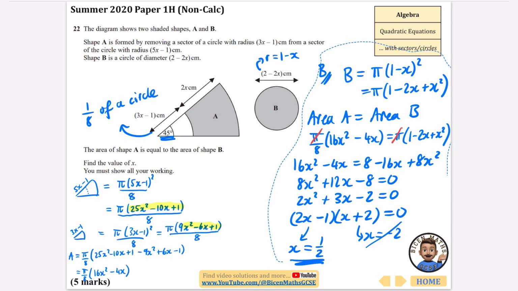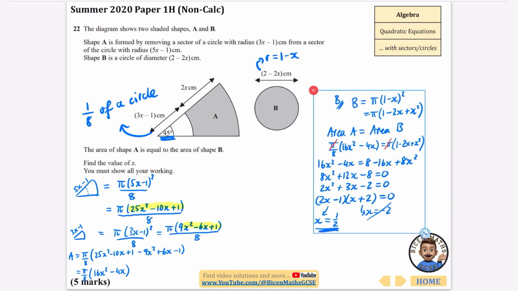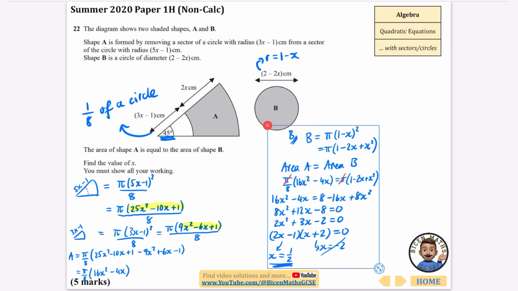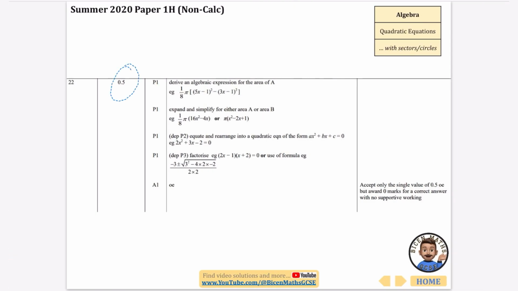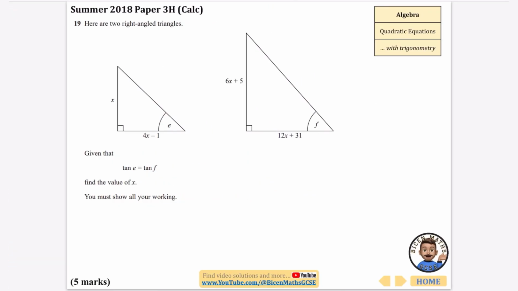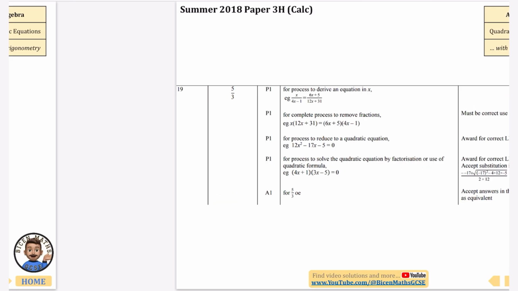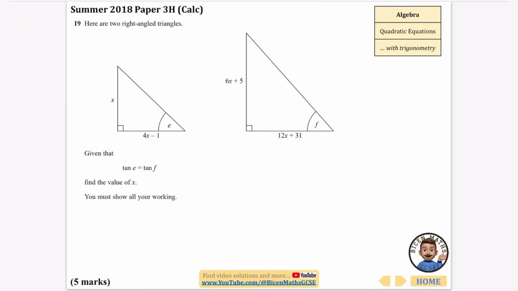So I'm going to take all of this stuff that we've got here, I'm going to resize it so that it kind of matches up with the other stuff that we've got. And that is a tough question for 5 marks, but we should get that x is equal to 0.5. Okay, we have got just one more question, so we'll go as quick as we can here.